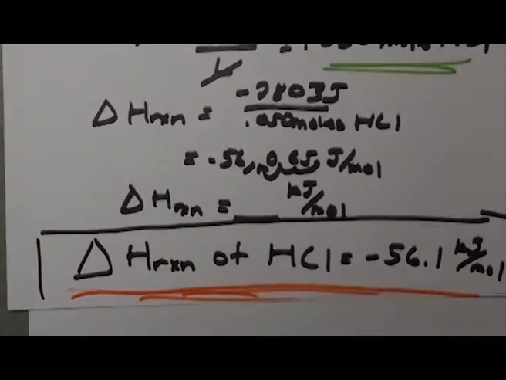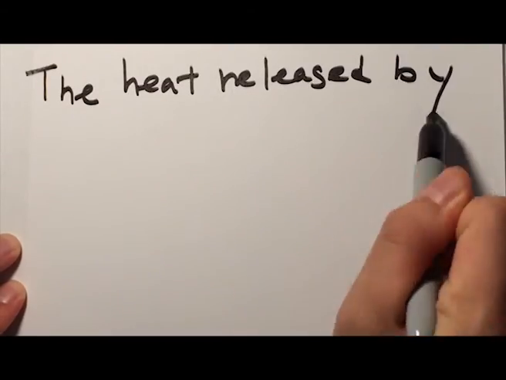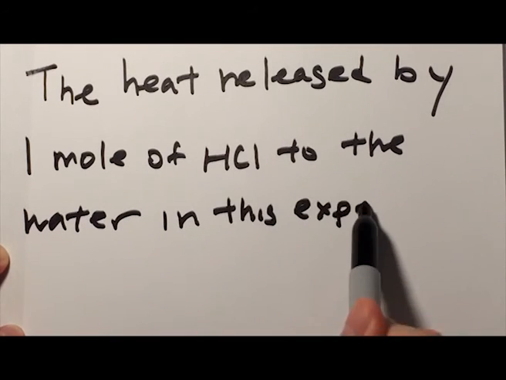In other words, the heat released by 1 mole of hydrochloric acid to the water is 56.1 kilojoules.